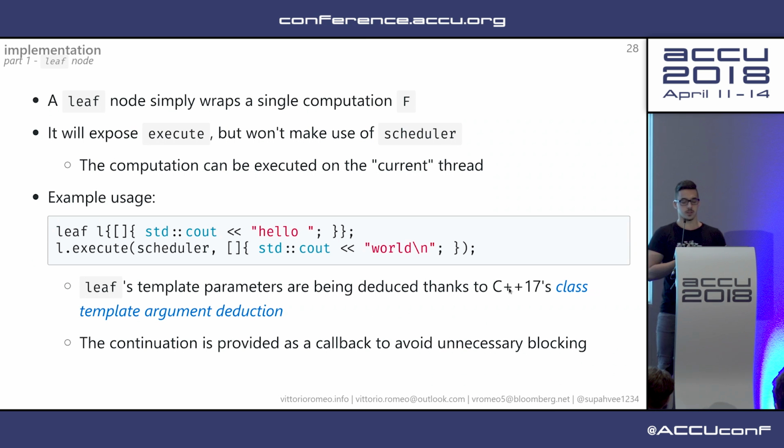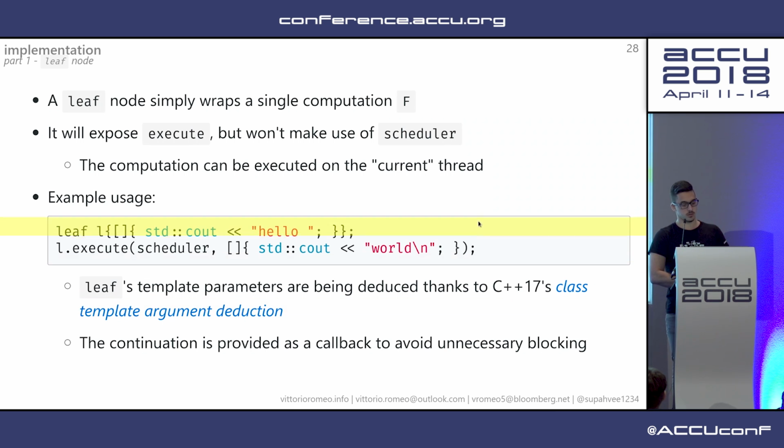All right, so the leaf node. What the leaf node does is simply wrap a single computation f, that can be a lambda, a callable object, whatever you want, and it will expose execute, but won't make use of the scheduler. Because as an optimization, since the leaf node doesn't have any inherent parallelism inside it, we can just execute the computation on the current thread. And if a user really wants to schedule it, he can do it outside of the execution of leaf.